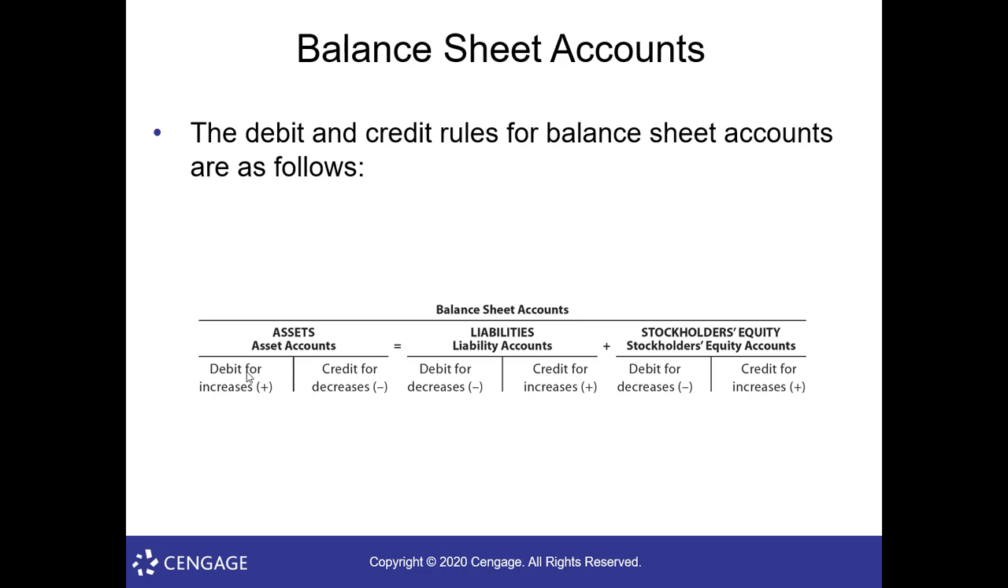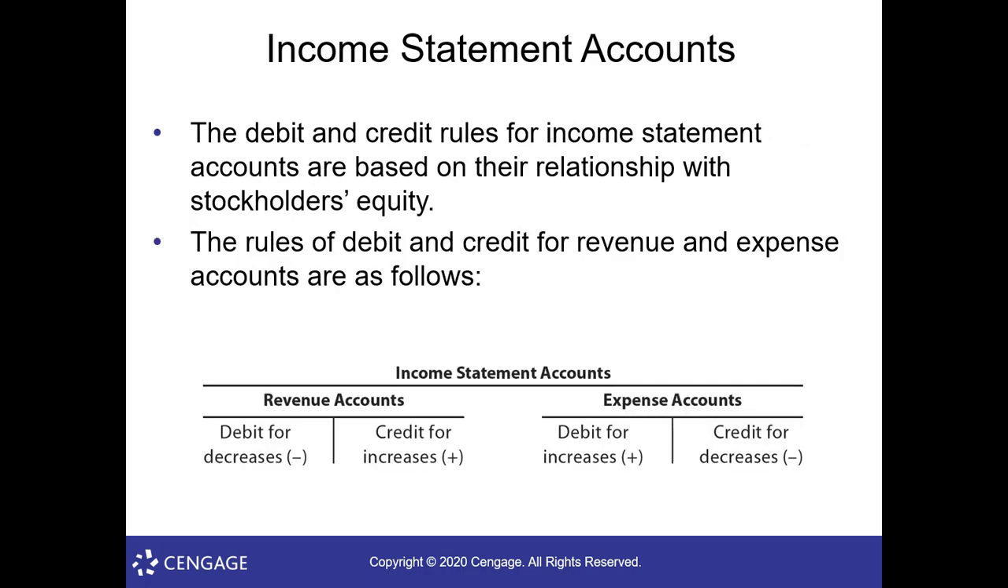So compared to an asset, debits are the increase, which makes credit the decrease. The opposite has to occur for liabilities, stockholders' equity, revenues, and expenses. Income statement accounts all increase or decrease a stockholders' equity account. So a revenue account decreases with a debit and increases with a credit, just like common stock does.